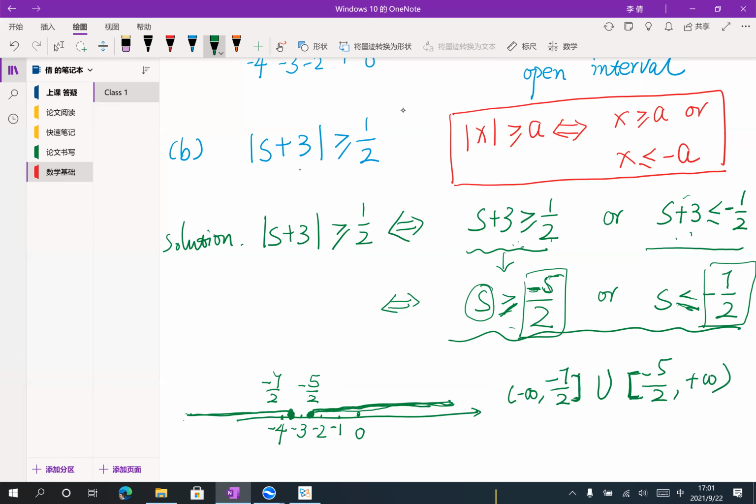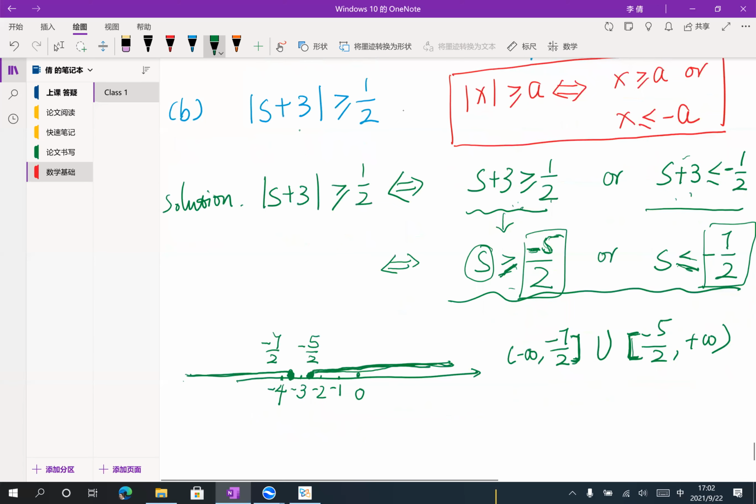Why this bracket again? Can you please repeat? Why this third bracket? Because it can be equal to negative 7 over 2 and can be equal to negative 5 over 2, so this is a bracket. Okay, thank you, ma'am.